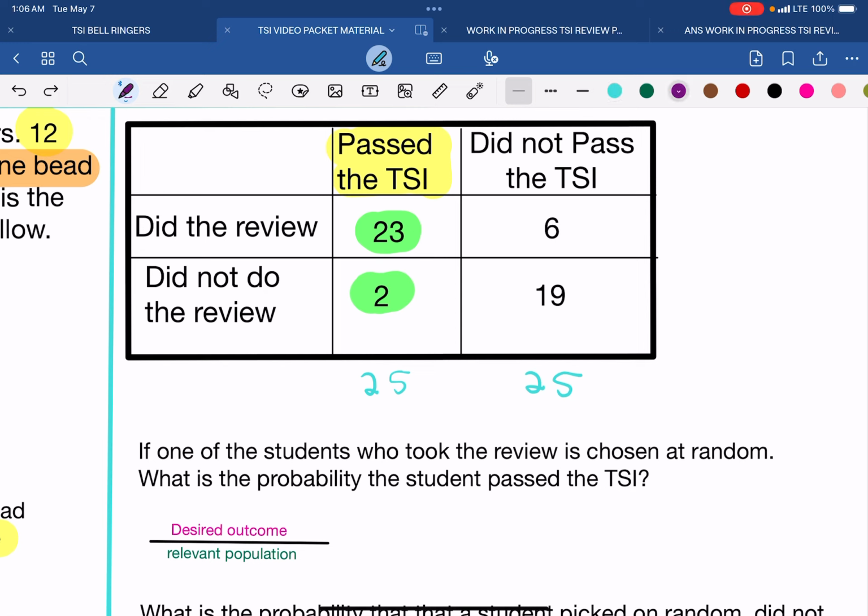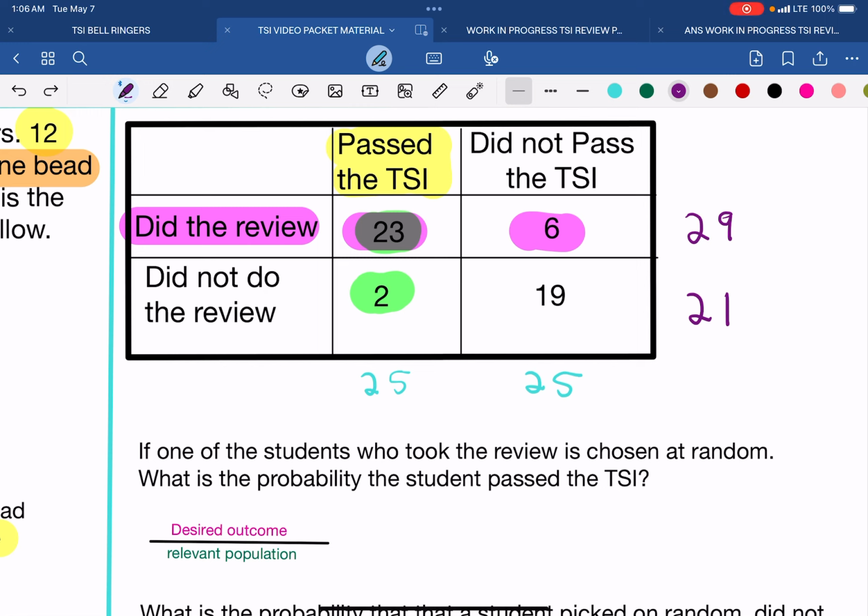How many students did the review? Well, did the review. We had 23 that passed it and 6 that did not pass it. Total of 29 people who did the review. How many took the test and did not do the review? 21.